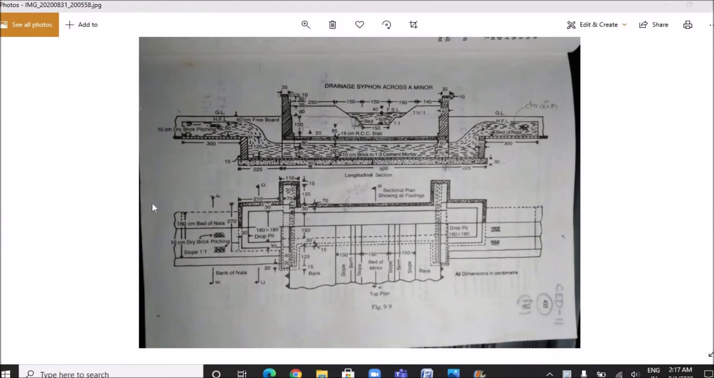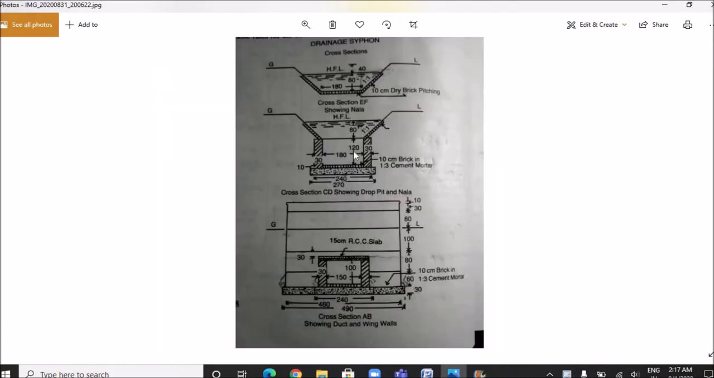Next, the brickwork is done for the drop pit walls. The length of the drop pit for which the first class brickwork is to be done is from this portion to this portion, which is 2.1 meter. Its height will be 120 plus 10 centimeter, which is equal to 130 centimeter. And its width will be 30 centimeter or 0.3 meter.